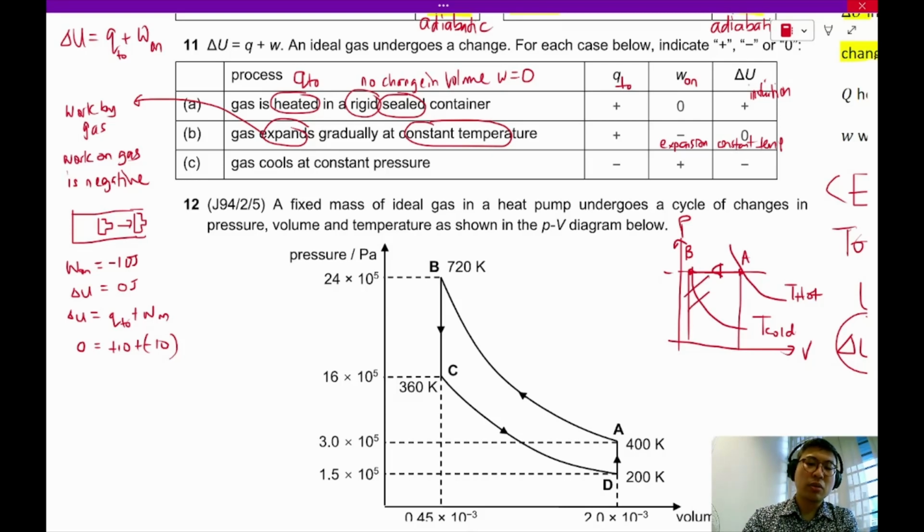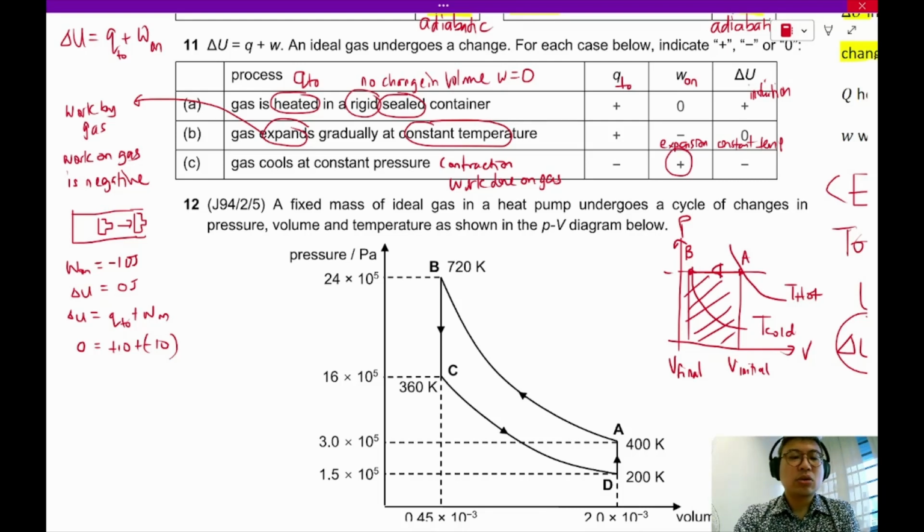This means that actually work is being done because there's a volume change. The initial volume is over here and the final volume is over here. So the gas has contracted. So there is a contraction of the piston. Now, whenever there is a contraction of the piston, work is done on the gas. Okay, so the work is done on the gas. And then it's cooling, so the temperature has dropped. That means the change in internal energy will be negative. All right.